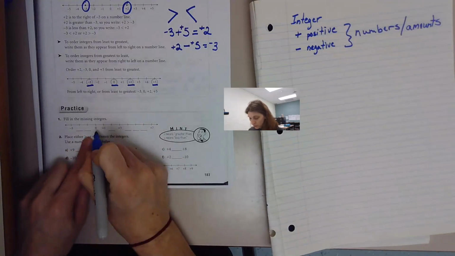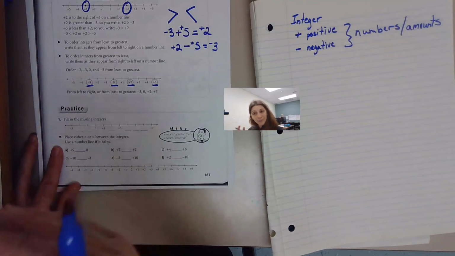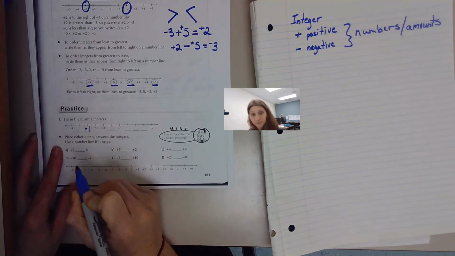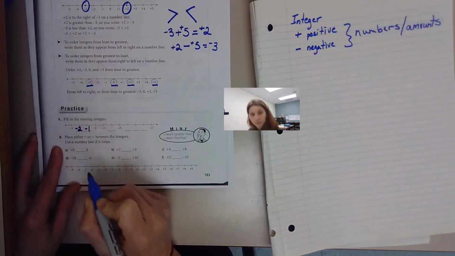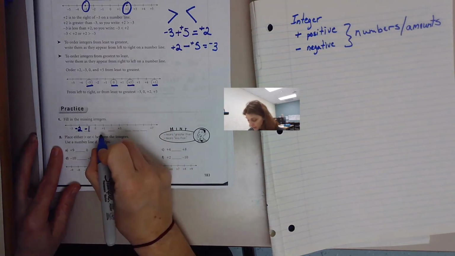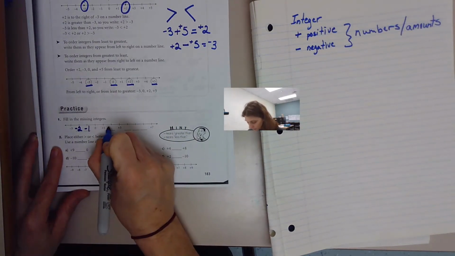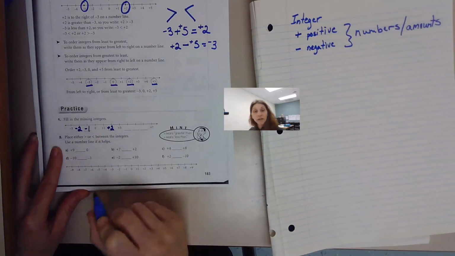So here is 0. If that is 0 and I'm going to the left, I'm decreasing. This becomes -1. And this would be -2. Okay? Now this way we're working our way up: +1, +2, +3. You fill in the rest.